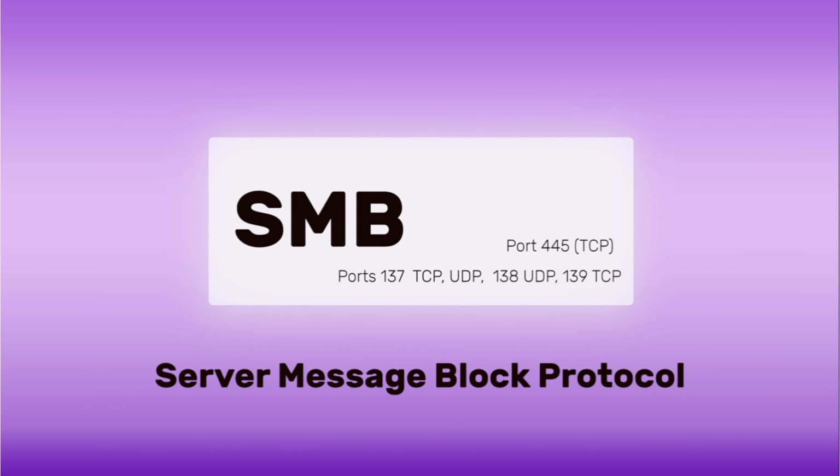So ports 137, which uses TCP and UDP, is used for name services with SMB, 138, which only uses UDP, we use for datagram services, and 139, which only uses TCP, we use for session services under SMB. And this protocol also operates on the application layer of the OSI model.